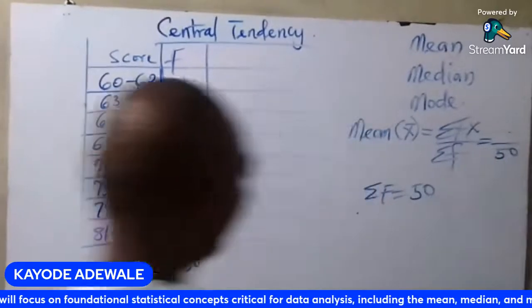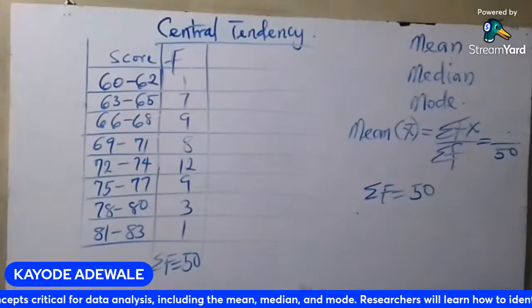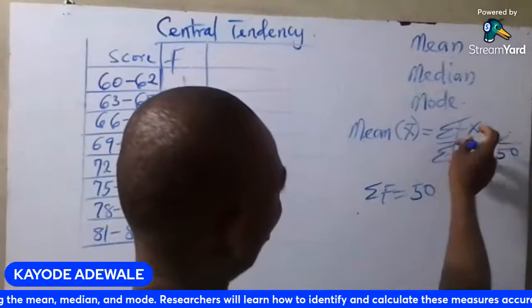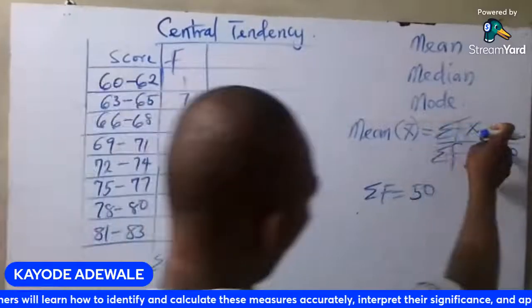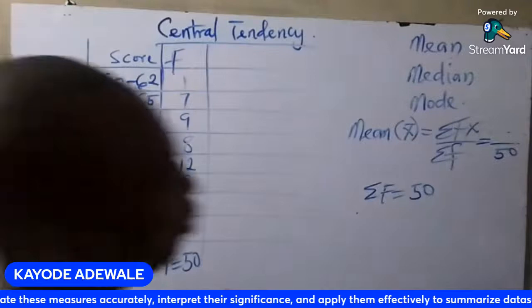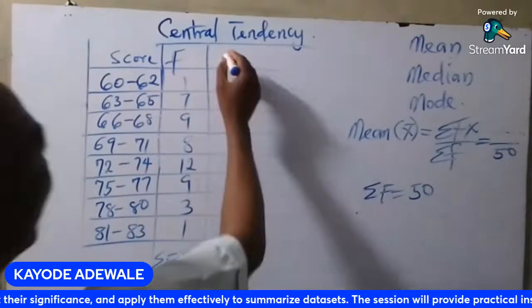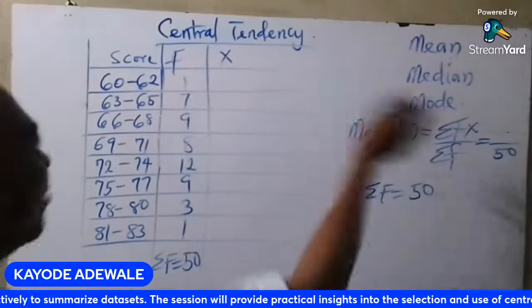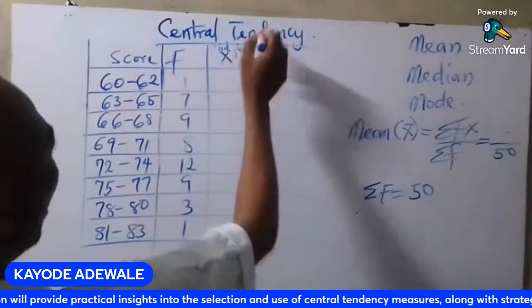So the next thing is for me to find summation fx. Like I said, for those of us that have watched our past video, when you see something like this, it means you are going to look for f, which we have got here. You are going to look for x, and you multiply the two together. It is after multiplying these two together that you can find the addition of fx. So there is need for you to find your x. So what do we mean by that x? That x you are seeing there is standing as our midpoint.